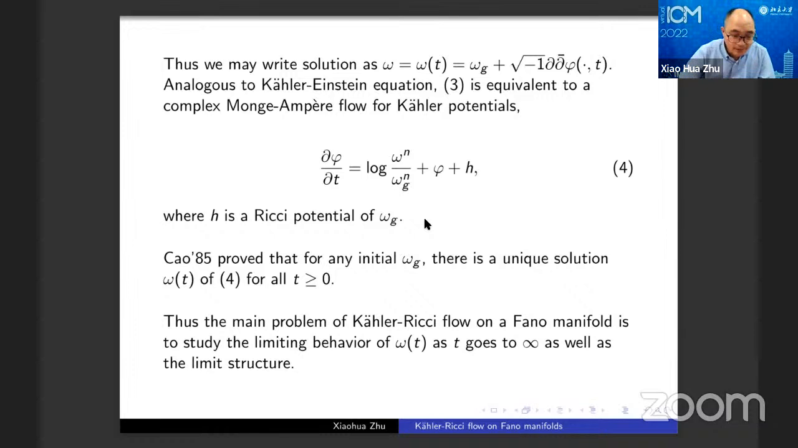in 1985, Cao proved that for any initial metric ω_g in the c_1 class, there is always a unique solution for any t. So now the main problem of Kähler-Ricci flow on a Fano manifold is to study the limit behavior, right? Also, what is the limit structure. So interestingly, we should study the limit behavior.